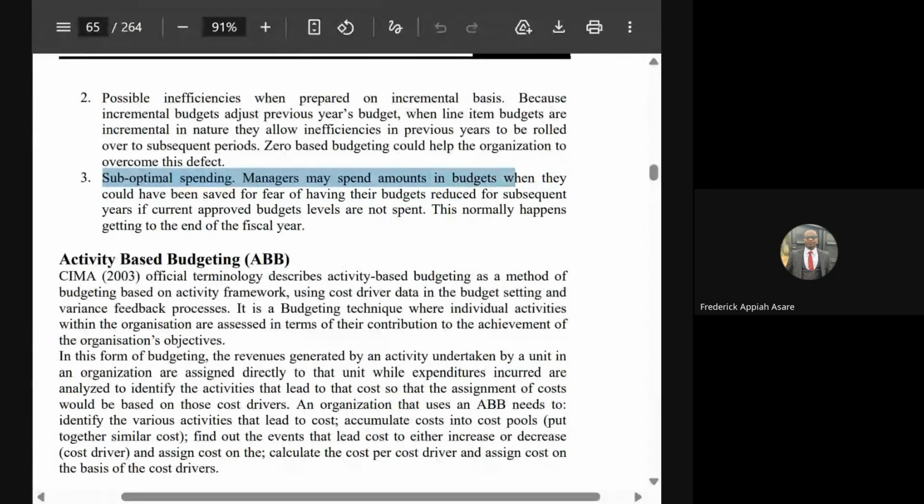They spend amounts in budgets when they could have been saved, for fear of having their budgets reduced for subsequent years. Because this line item is usually based on previous years, if we gave you 500 cedis to spend and you spent only 250, people will force themselves to spend and balance the remaining 250, because they are scared that if they tell us they spent only 250, next year in our budget we rather give them 250 instead of 500. So they will force themselves to spend their budgets.